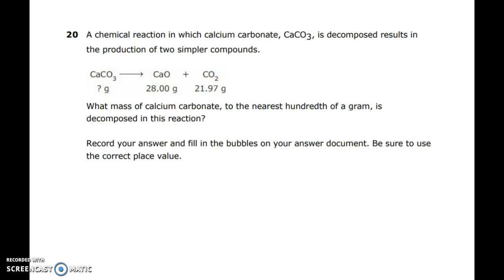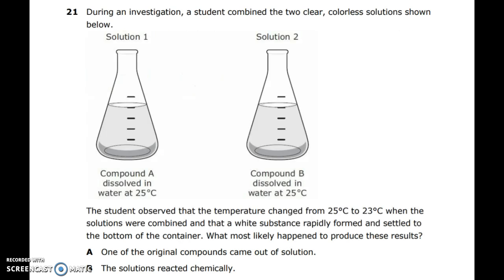20. A chemical reaction in which calcium carbonate is decomposed results in the production of two simpler compounds. What mass of calcium carbonate to the nearest hundredth of a gram is decomposed in this reaction? Record your answer and fill in the bubbles on your answer document. Be sure to use the correct place value.